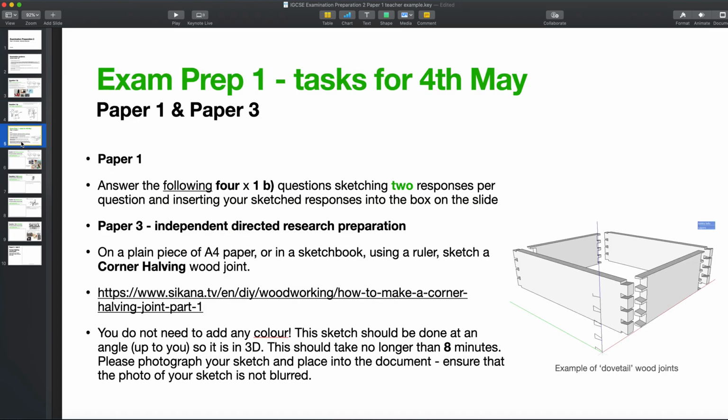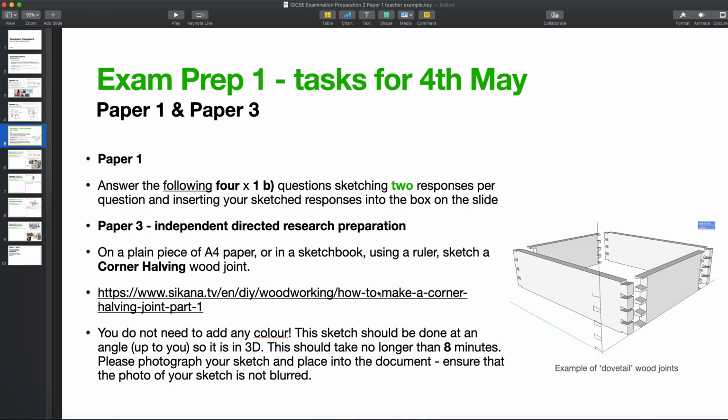So now let's look at what I'm going to ask you to do for homework and preparation. I would like you, please, to answer the following 4 1B questions by sketching 2 responses per question and inserting those pictures, those photographs, by taking the photograph on your phone and popping them into the slide. And then the last task is another paper 3 task, following on from the last one, which is on an A4 piece of paper or in your sketchbook, ideally using a ruler, please sketch a corner halving wood joint.